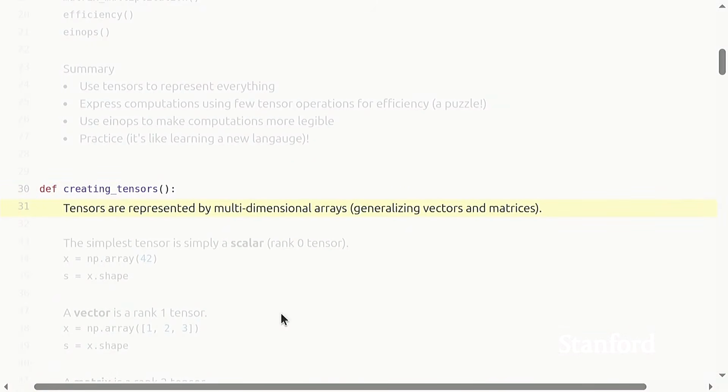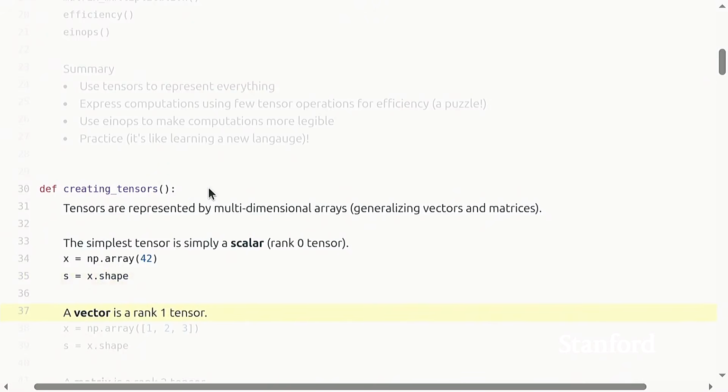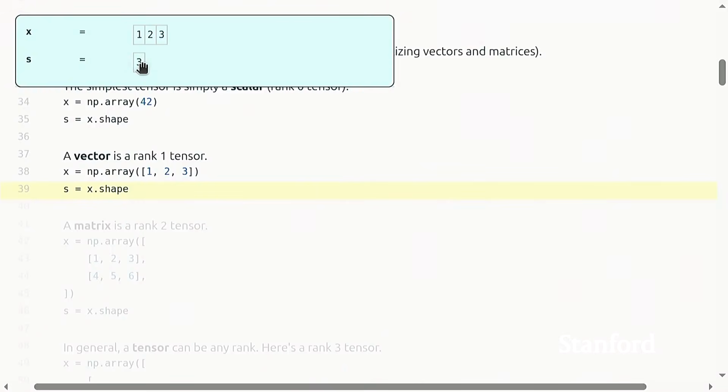So tensors are essentially a multi-dimensional array, which generalizes vectors and matrices. The simplest tensor is a scalar, which is a rank 0 tensor. So here x is, so np is just NumPy. And the array is a 0-dimensional, rank 0 array, which is just the value 42. And every tensor has a shape, in which case there's 0 dimensions, so it's just an empty list. Okay, so a vector is a rank 1 tensor. So here's a vector, 1, 2, 3, and its shape is 3 because it's length 3.